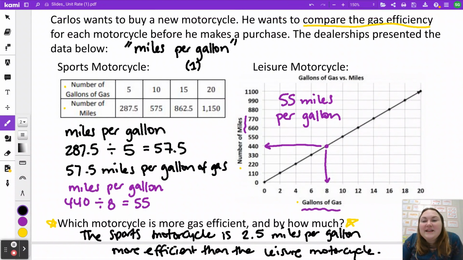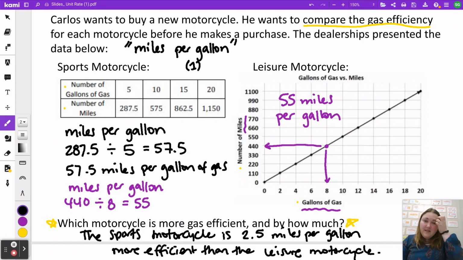This is another example of where you might see unit rates. It's not just money and prices of things, but you can also see it in situations like this. Again, the idea of being able to find unit rate is, why was it helpful? Well, it helped us compare these two options. When I'm looking at these huge numbers or a graph like this, it's a lot harder for me to compare those. But once we had those two numbers, the 57.5 and the 55, made it a lot easier to compare the two.